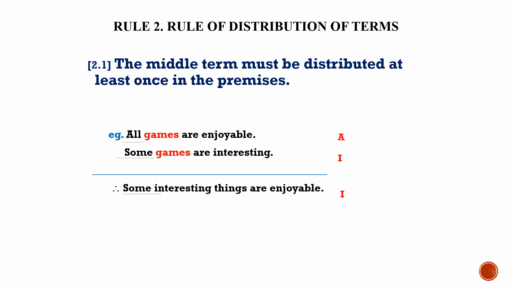So we already know that the subject term in a proposition is distributed. Now games lies as the subject of an I proposition, and we already know that in an I proposition, the subject term refers to part of the class, and therefore it is undistributed. But this argument is valid because the middle term is distributed at least once in the premises, that is, in the major premise it is distributed.